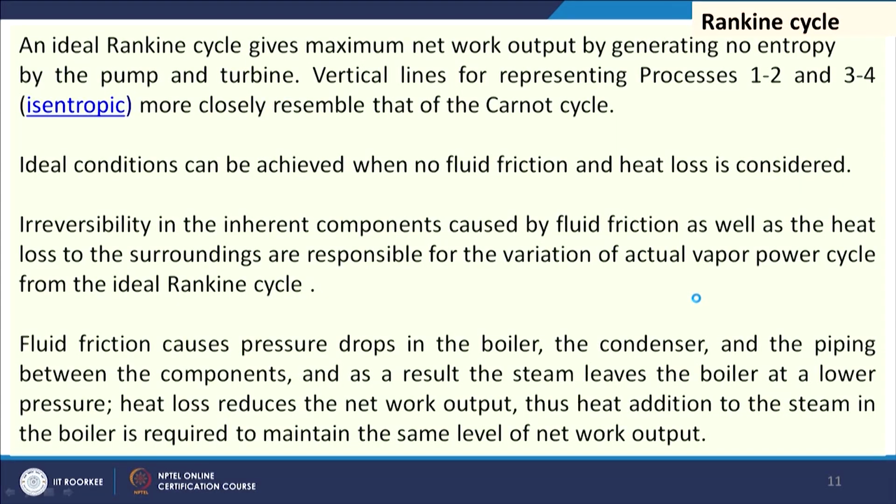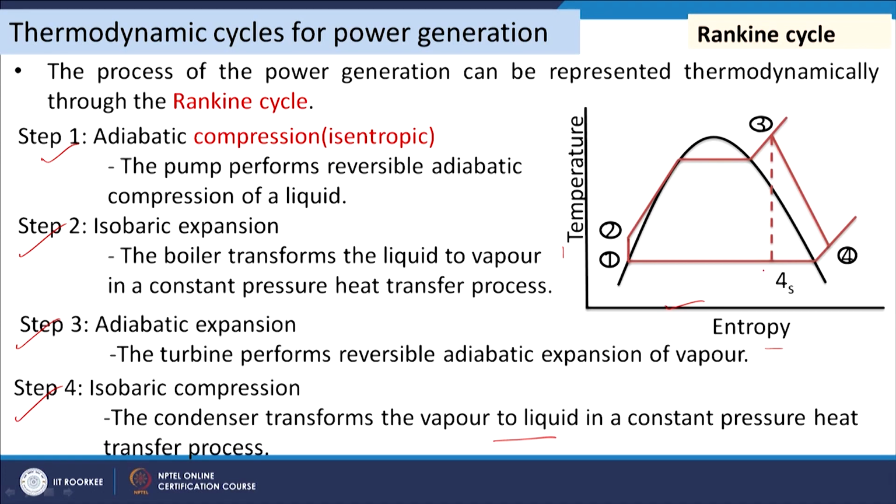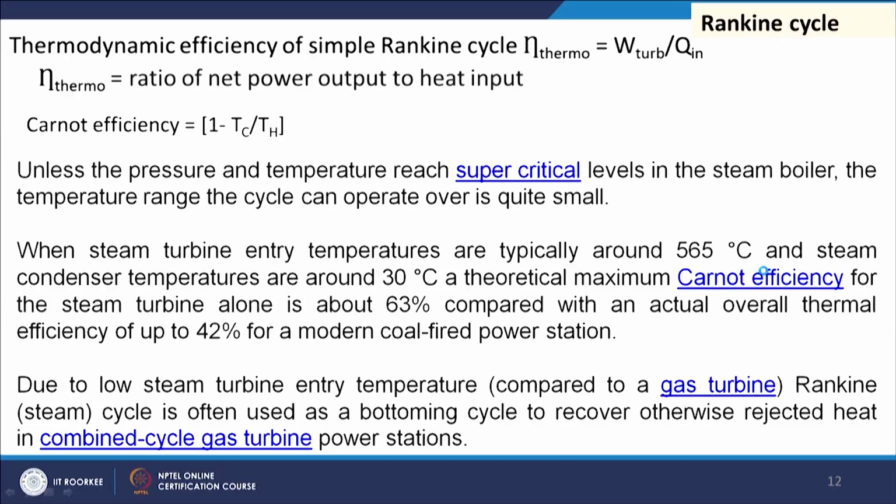So, what do we see from this? We see that the ideal condition can be achieved when no fluid friction and heat loss is considered. This is the dotted line, the ideal one, but this does not happen in reality because of loss due to friction. So, fluid friction in the boiler and pipelines etc. reduces the energy, and we need to provide additional energy to maintain it.